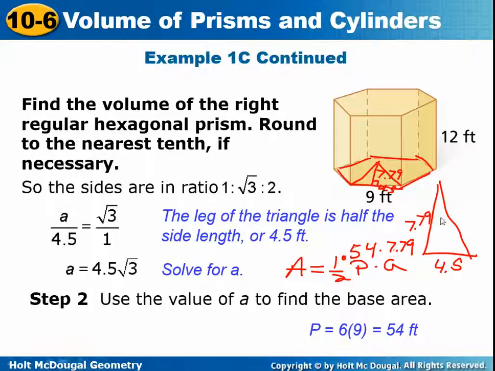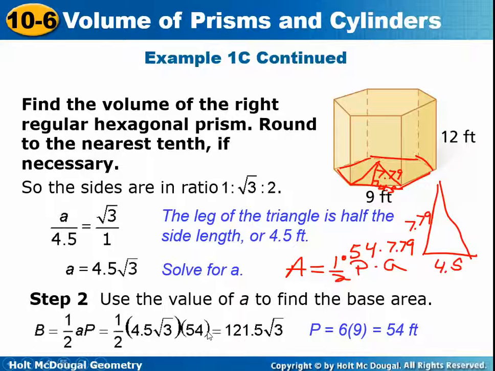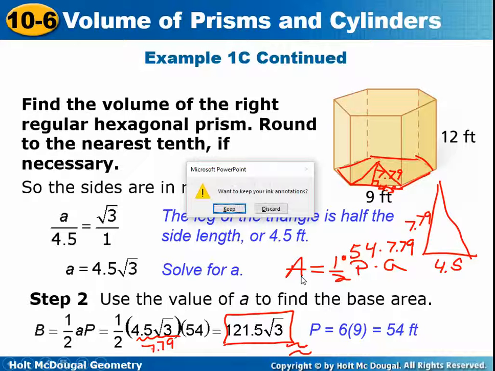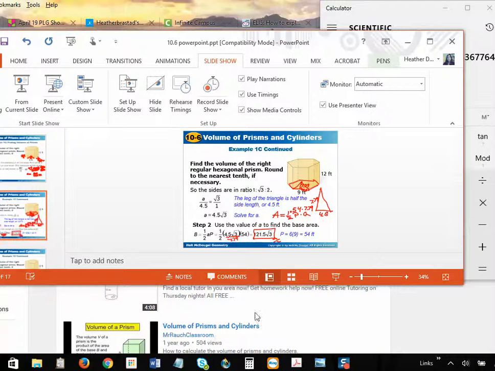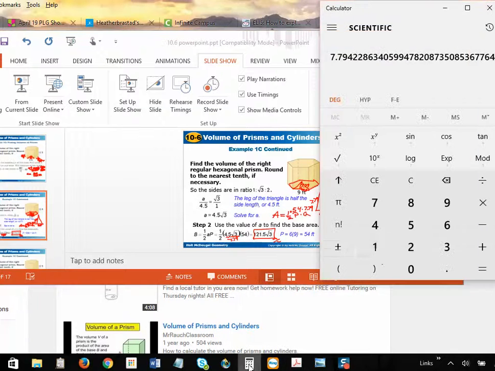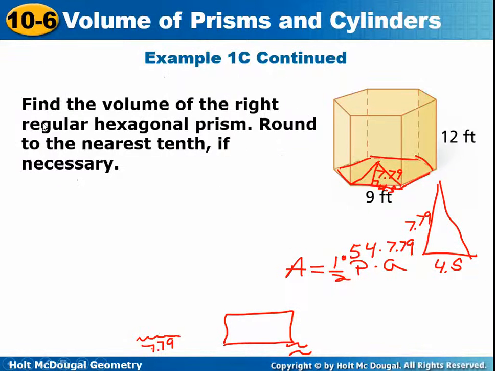So they ended up, let's see, we would get, yeah, it's the same numbers. This is the 7.79 right here as a decimal. So 1/2 times the apothem times the perimeter is equal to 121.5 times the square root of 3, which is approximately, I wish I had a calculator that would just come up when I wanted it. 121.5 times the square root of 3. 210.4444.